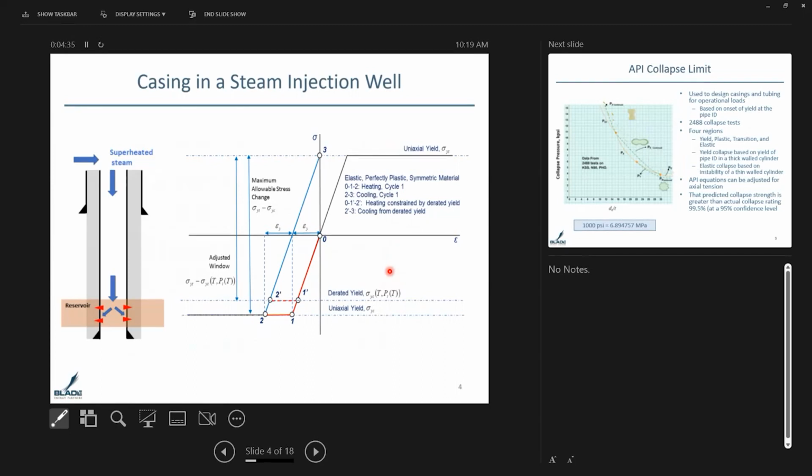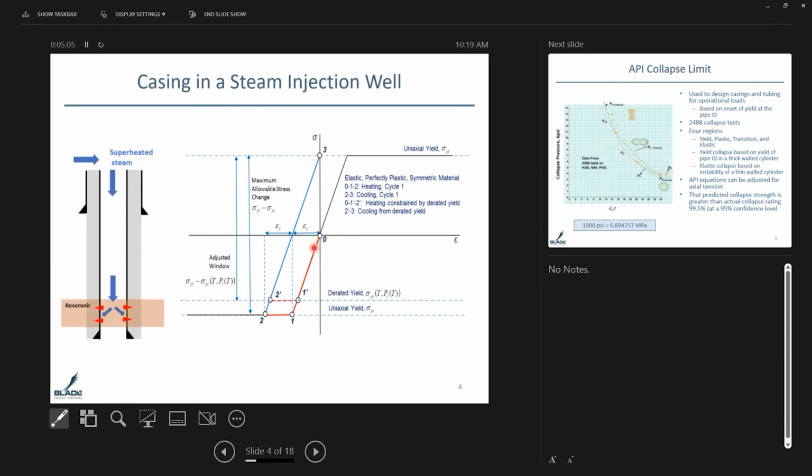So typically what happens is, let's take the example of a steam injection well. You have a very viscous fluid in the reservoir, and in order to reduce the viscosity before it gets produced, you pump in superheated steam. So when you pump in superheated steam, you're going to create a high thermal stress in the cemented casing. This casing is cemented in the open hole. And this generates a high compressive stress.